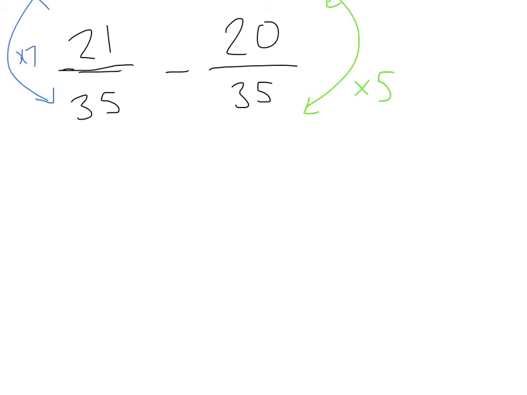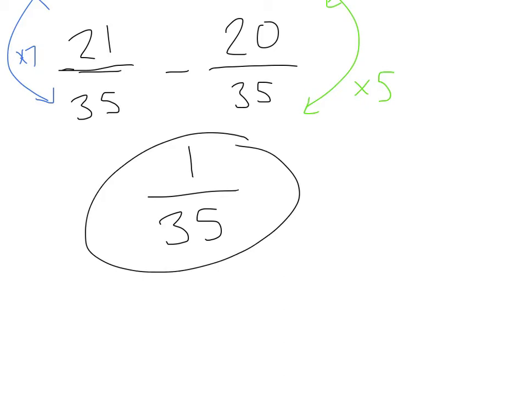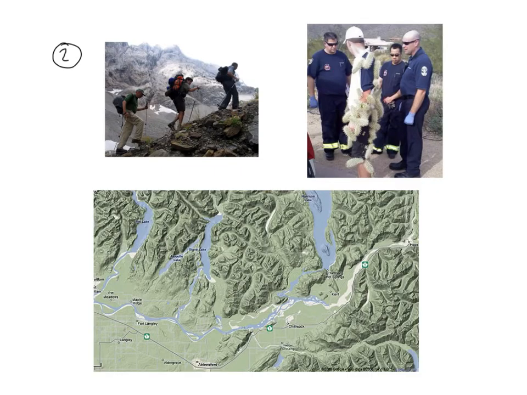So I'm going to have in my answer a common denominator of 35. 21 minus 20 is just 1. And there's your answer, 1/35. All right, so turning unlike fractions into like fractions is nothing new, so we're going to just kind of apply that.